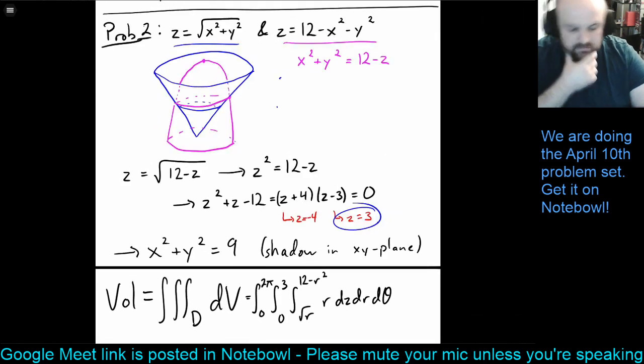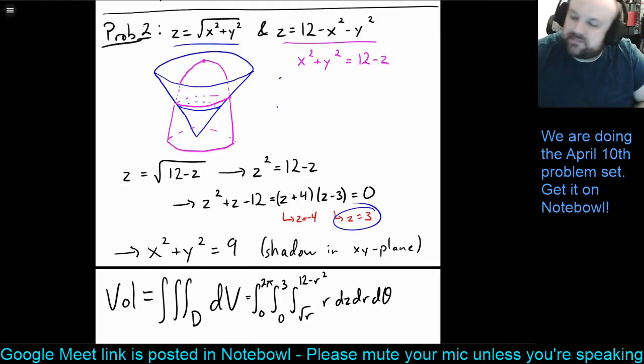Let me say real quick, this problem works a little bit better in cylindrical than spherical because of the lack of a z-squared here. Now, I'm not saying it's impossible to do this in spherical coordinates. In fact, it's actually probably not that bad. So, what the heck? Let's set up the integral in spherical coordinates as well. It'll be a nice transition.